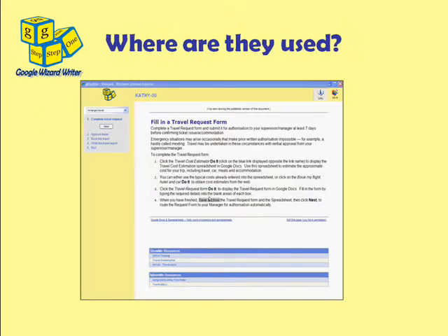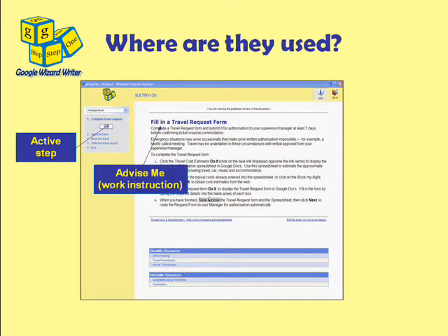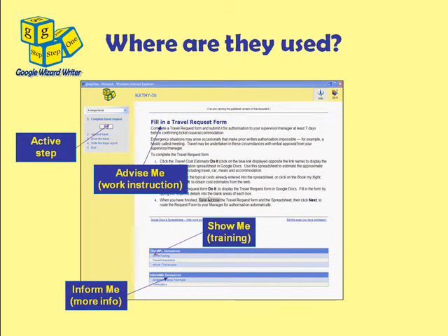And where are they used? They are displayed on each Google Wizard screen where the user can access them with a single click. For each active step, the wizard shows the Advise Me work instruction with links to the Show Me training, Inform Me for additional information, and the Do It button, which links to the tools and applications the user needs to actually do the job.